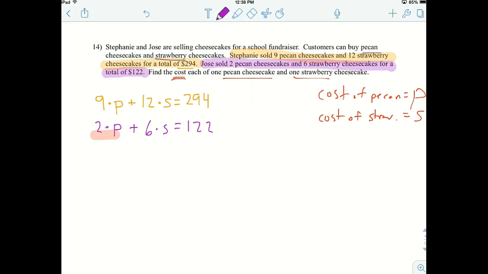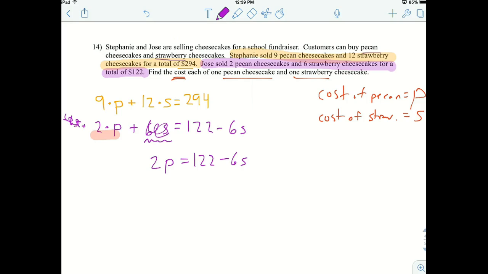So I'm going to take this equation right here. And if I want to get p alone, then I need to get that 6s off of this side. And how do I get rid of a positive 6s? I'm going to add a negative 6s to both sides. And when I do that, I'm left with 2p equal 122 minus 6s.